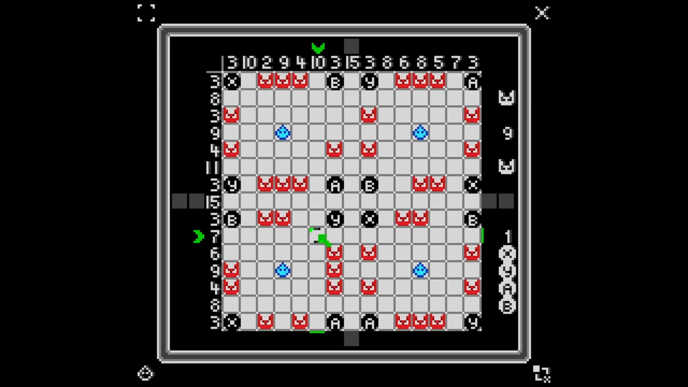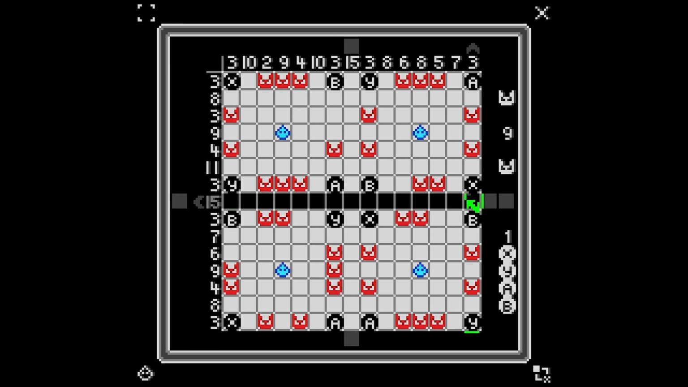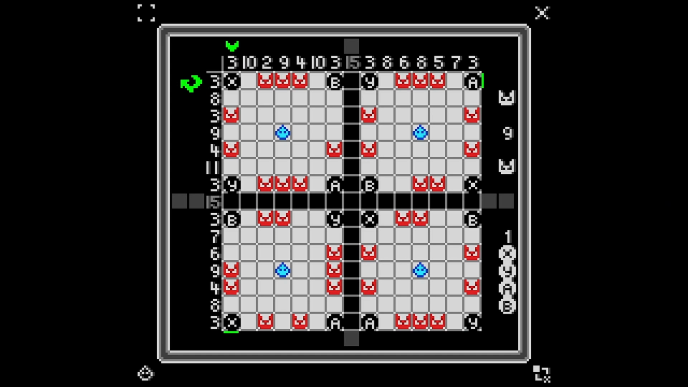Level 135. Let's start off by filling in these as indicated. Then you see we have 4 separated quadrants with X, Y, A, and B in them. And let's see, 9 bunnies in each. And yeah, X, Y, A, B in each.